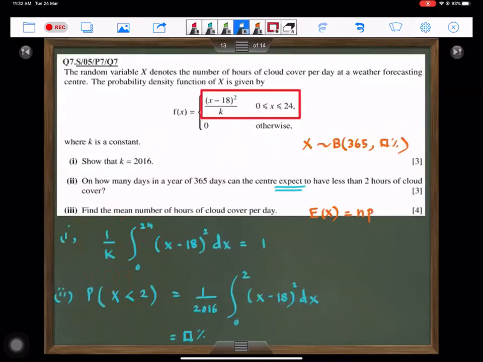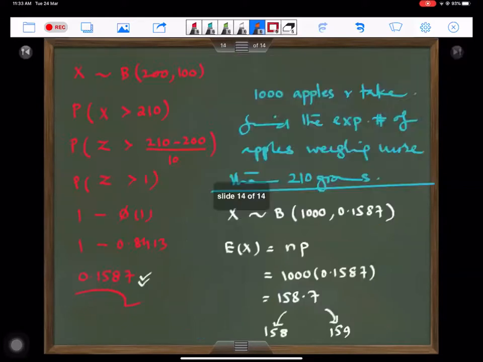We are talking about 365 days in a year. Probability of success is that particular percentage. Expectation of x is np. So therefore, this is the expectation. And then you say expectation is 365 multiplied by whatever this probability is. Okay, so this thing is done now. Let's move on.